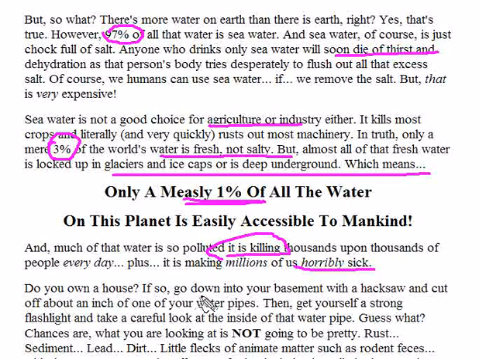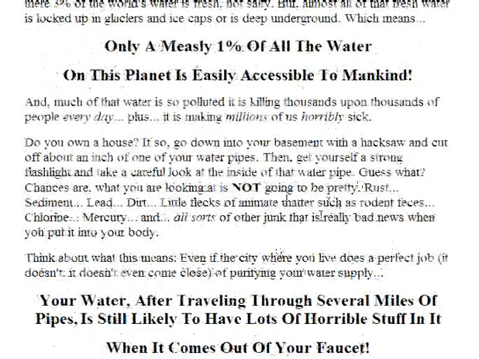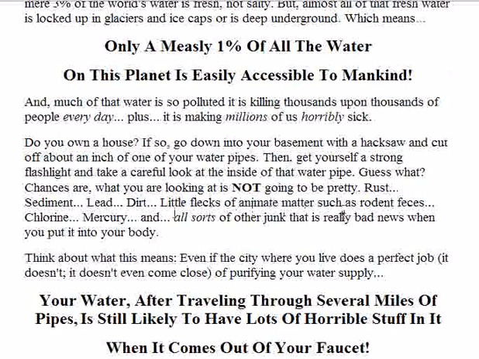Do you own a house? If so, go down in the basement with a hacksaw and cut off about an inch of your water pipe. Then get yourself a strong flashlight. Take a careful look at the inside of that water pipe. Guess what? Chances are what you're looking at is not going to be pretty. Rust, sediment, lead, dirt, little flecks of animate matter such as rodent feces, chlorine, mercury, and all sorts of other junk. That is really bad news when you put it into your body.